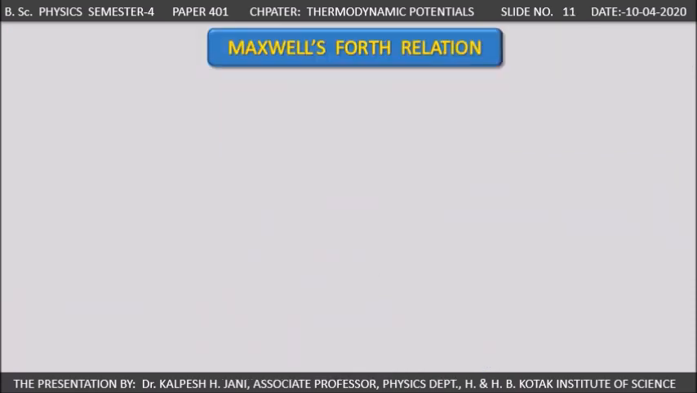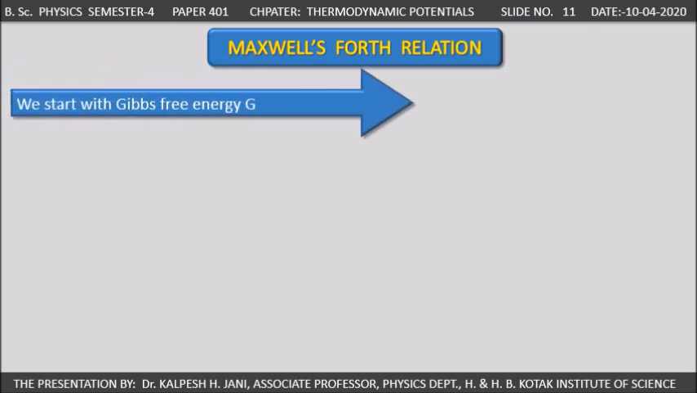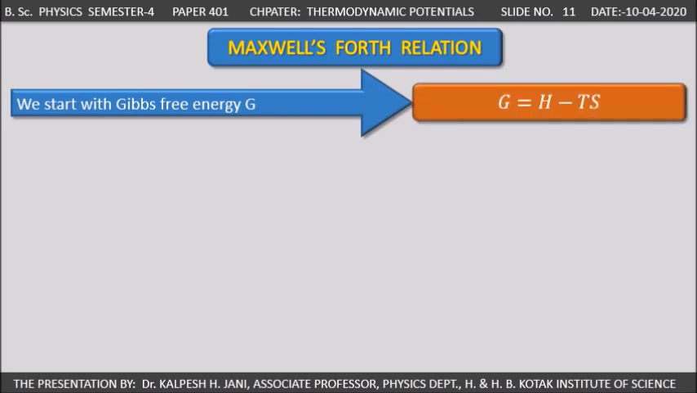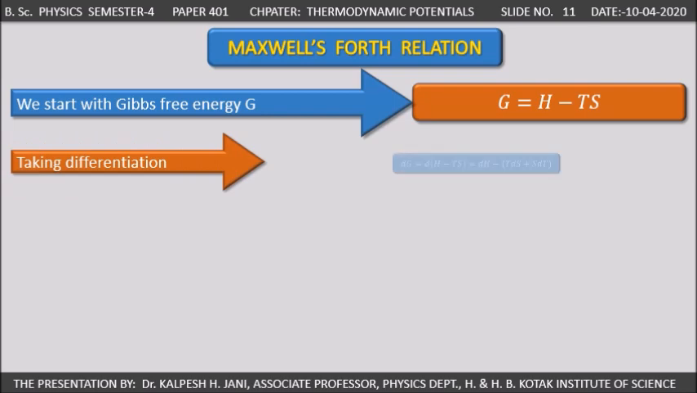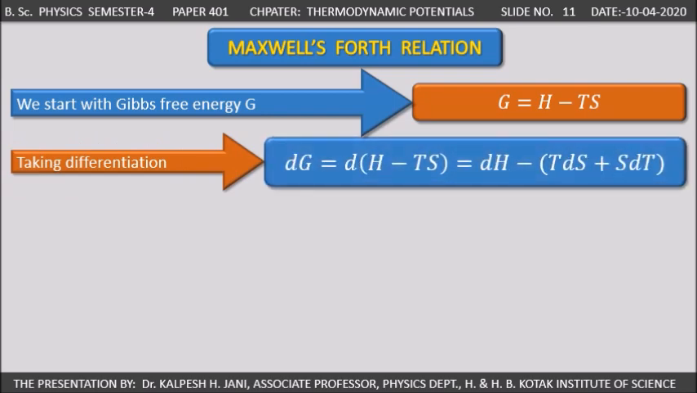Now let us proceed to derive the fourth and final Maxwell relation for thermodynamics. We shall start here with the Gibbs free energy, which is defined as G is equal to H minus TS. We shall take the differentiation of this, and you get dG is equal to the derivative of H minus TS, which is nothing but dH minus TdS minus SdT.